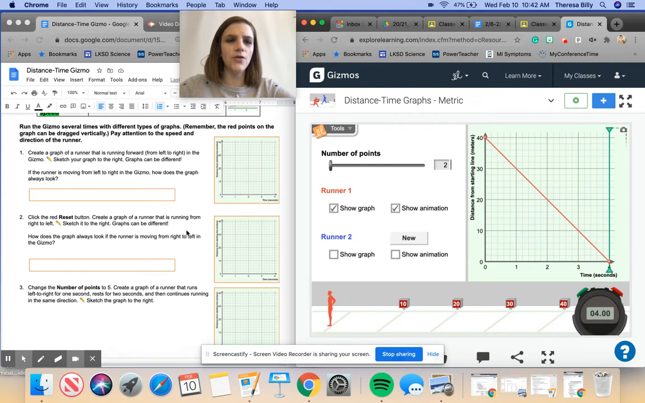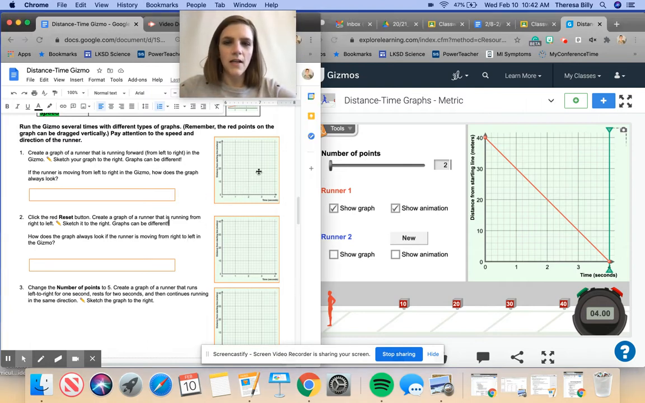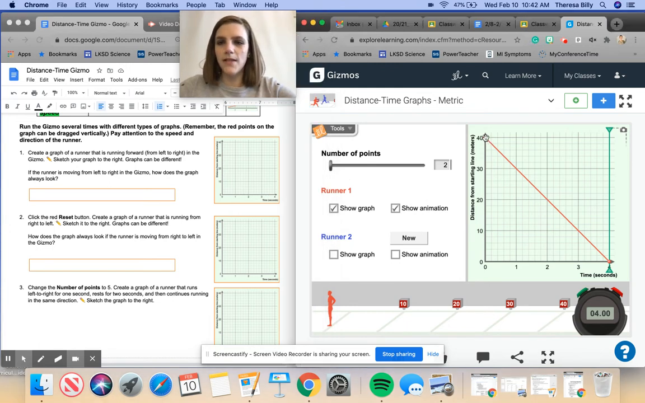In questions 1 and 2, you do have to create a graph and sketch your graph on the diagrams there. So I'll show you what that looks like. The first question was asking you, how do you get a runner to run forward? And remember, we said if we want them to run forward, they start at 0, they end at 40. And so our graph is sloping upwards and to the right.